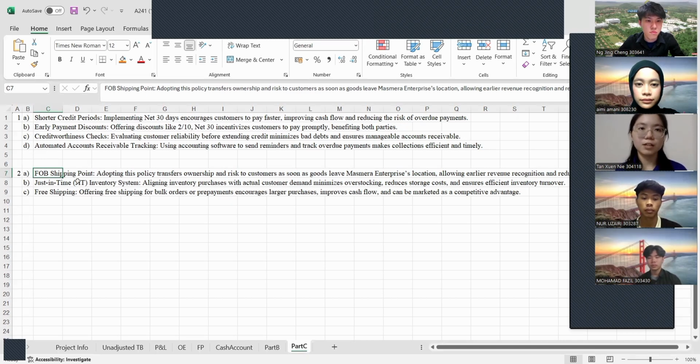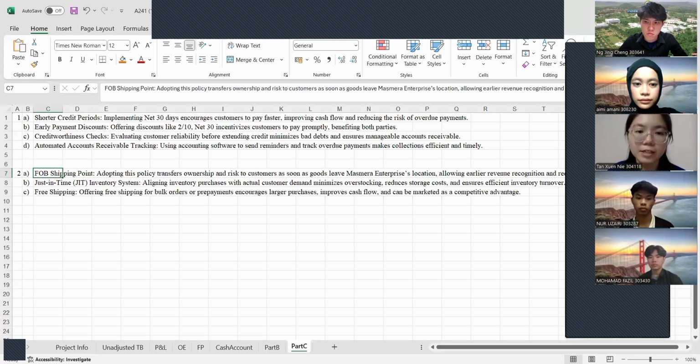Now let's shift to the shipping strategy. I think the adoption of the FOB shipping method would be effective. Under this policy, the ownership transfers to the customer as soon as the goods leave Marshmara Enterprise. This means that revenues can be recognized earlier and it also reduces the inventory holding times, which helps to free up the storage for new stock.